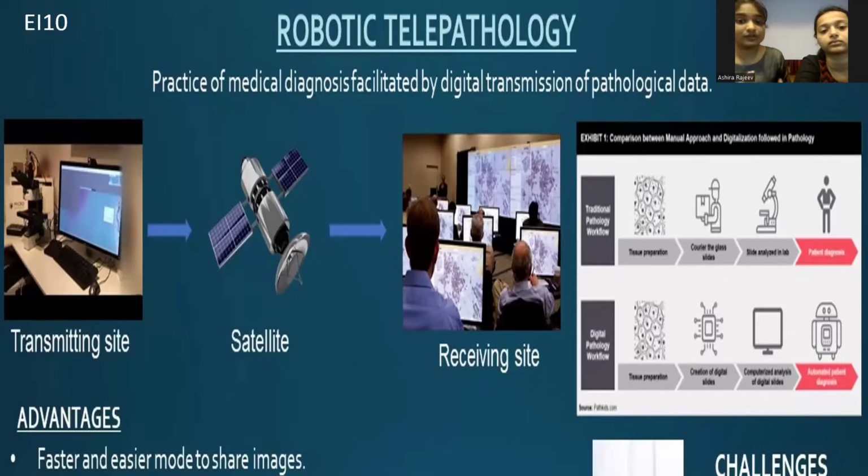In case of traditional pathology workflow, after the preparation of tissues, it is couriered, analyzed in lab, and the patient gets diagnosed. But in the digital pathology workflow, after preparation of tissue, slides are created and analyzed digitally and get diagnosed at a faster rate. This technology has a greater significance in the provision of an urgent diagnostic service in the absence of a local pathologist. The distant pathologists have a remote control over the local microscope, and the pathologist having the slide in person is instructed by the distant pathologist at the receiving site.